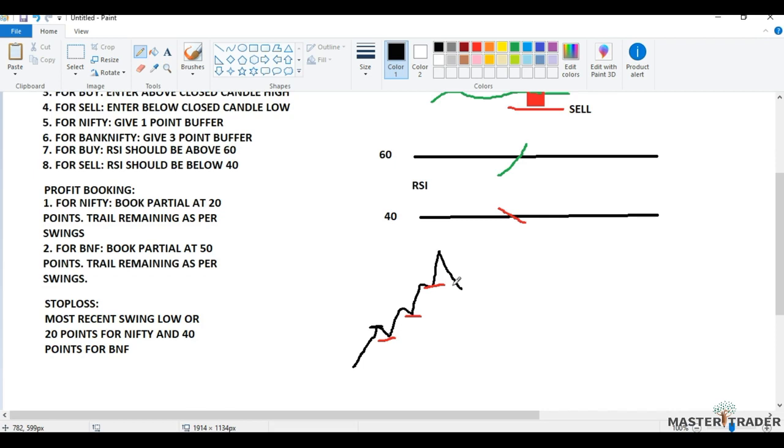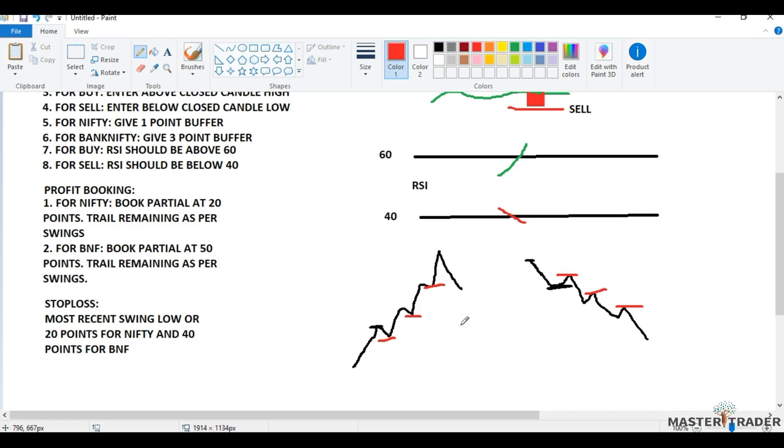Don't be too greedy and hold, thinking I want 150 or 200. Book your profits, it's fine. And same thing on the sell side, guys. If I've shorted here, and now price goes down, I get my 20 points, I will book partial profits. And then if it continues going lower, I will trail my stop loss as per the swing highs. So this is how we're going to book our profits.